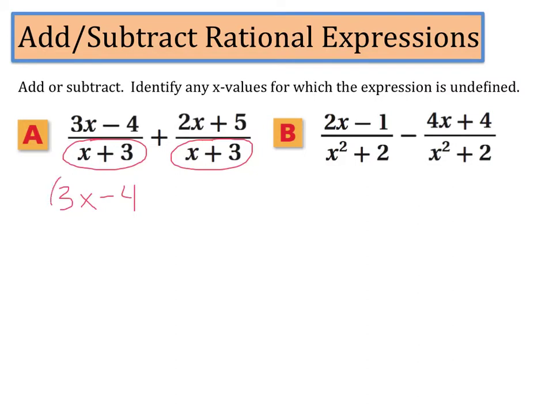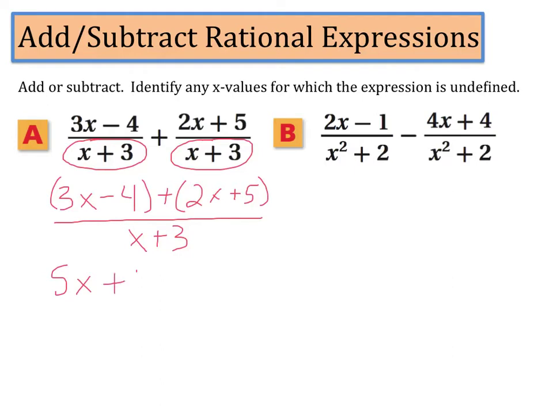So we have 3x minus 4 plus 2x plus 5 over the common denominator of x plus 3. Now, once we've done this, we can combine the like terms on the top, and we have 3x plus 2x gives us 5x, and minus 4 plus 5 is 1. And we have our denominator of x plus 3. Now we can't simplify this anymore, so this is our simplified rational expression.